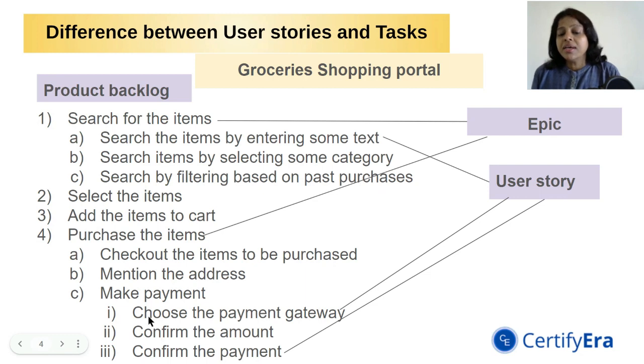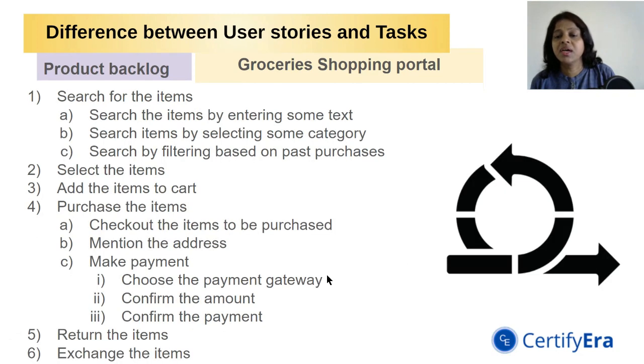So here making the payment is broken down into smaller user stories like choose the payment method, confirm the amount, confirm the payment, maybe authorize the payment. So there could be different possible smaller user stories under this particular feature. So here in this product backlog, we have decomposed epics into features and features into user stories. Now it is time to plan a sprint.